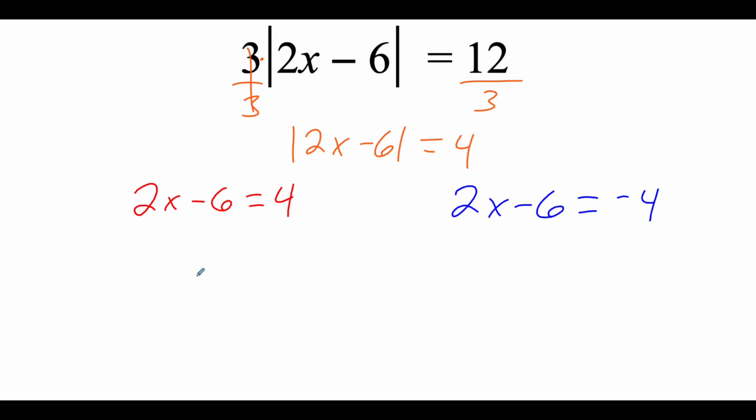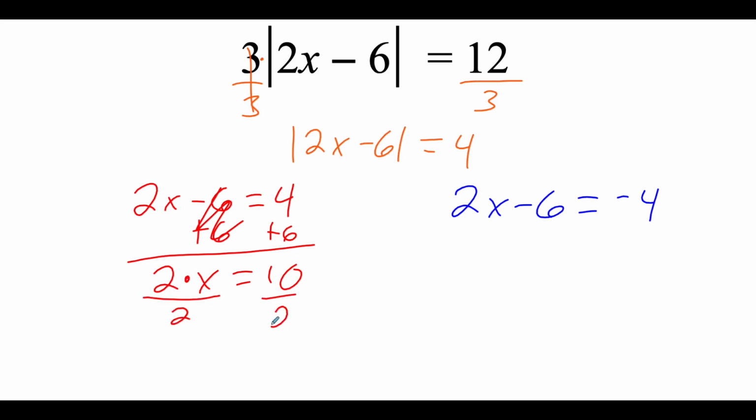Now we're going to get our x alone in each equation. I'm going to start with this one in red on the left. To get rid of that minus 6, we're going to add 6 on both sides of our equation, which is going to give me 2x equals 10. Now I want to get rid of that 2 that's in front of the x. 2x really means 2 times x. So to get rid of that multiplication, we're going to divide both sides by 2. And that's going to leave me with an answer of x equals 5.